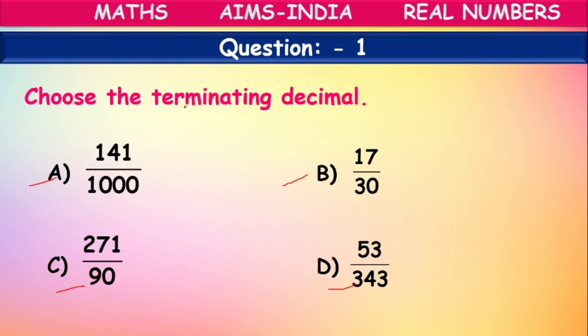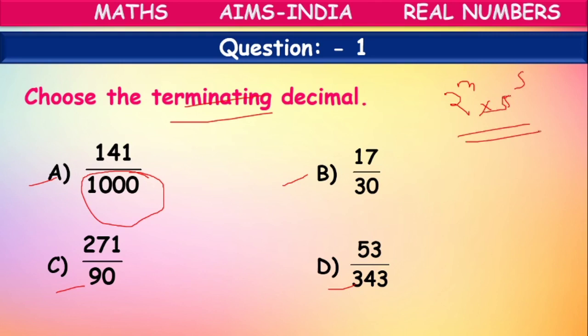How to find a terminating decimal? In the rational number, we have to see the denominator part. If it is expressed in terms of factors like 2 power m, 5 power n, then it will be considered as a terminating decimal. If it has any other factor besides 2 and 5, then it is a non-terminating repeating decimal.